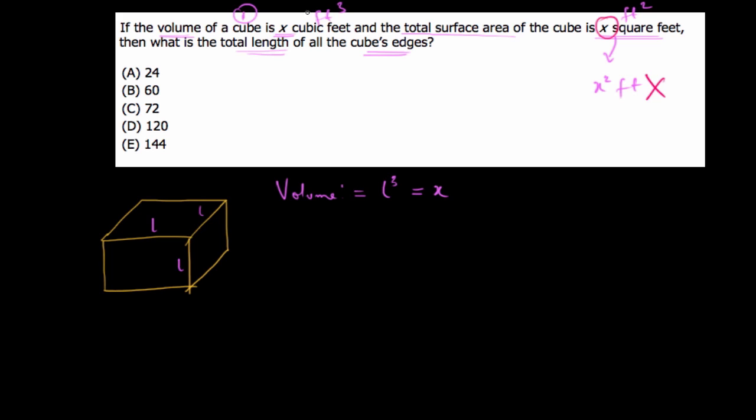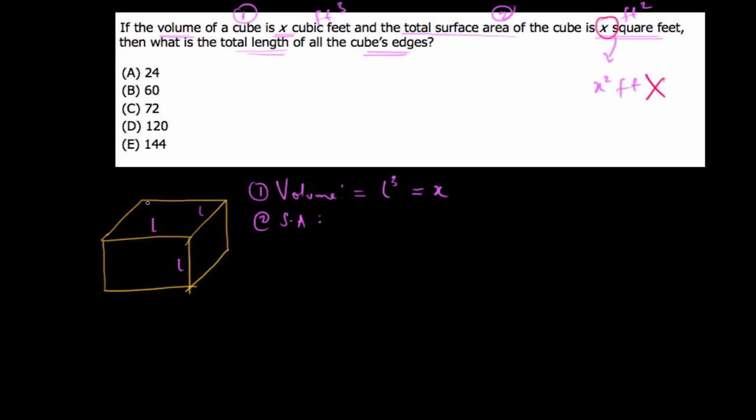We are told that the volume of the cube is x cubic feet, and then it says the total surface area of the cube is x square feet. That is for the first statement; now for the next statement, the total surface area. I'm going to call that my total surface area. So what's the formula for the total surface area of a cube?